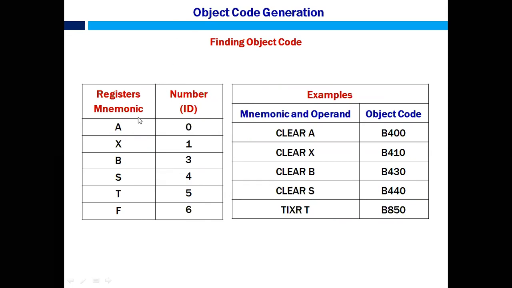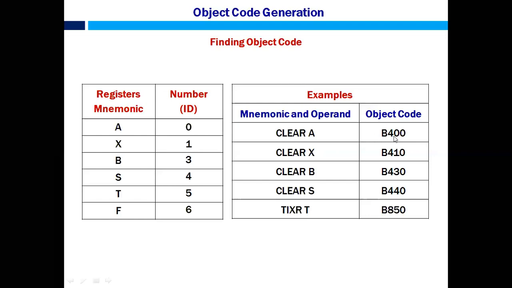Suppose we have some instructions which use these registers. Then we will see how to write their object code. Let's say I have an example, CLEAR A. So this is one instruction. CLEAR is a register mnemonic, a format 2 instruction. So what is the register we are using? A. The opcode of CLEAR is B4.